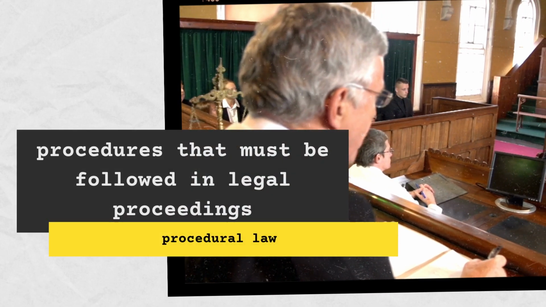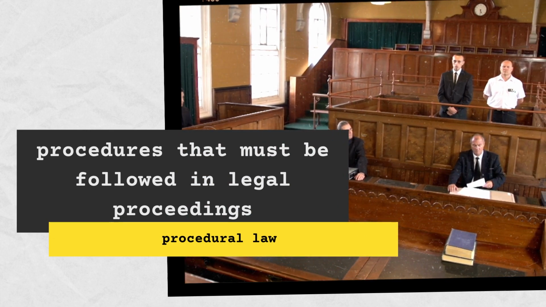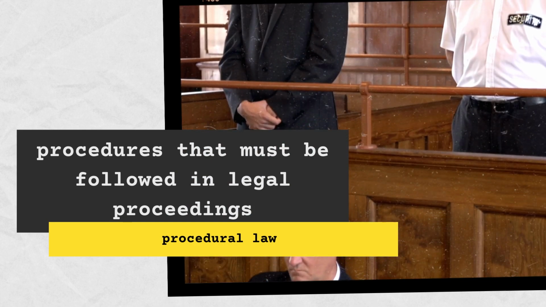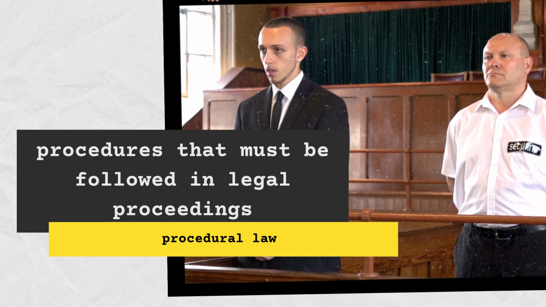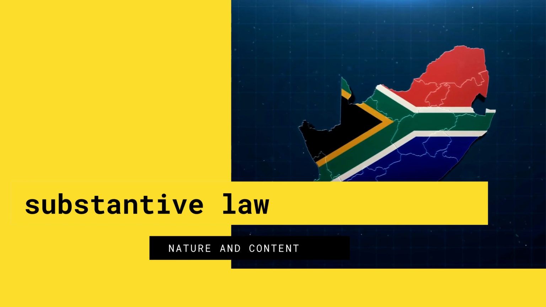Formal law. Formal law is also known as procedural law. This is because procedural law is that part of the law which deals with the procedures that must be followed in South African legal proceedings. An example of procedural law is the South African criminal procedure. This is the branch of law that deals with the way a criminal case is to be conducted.